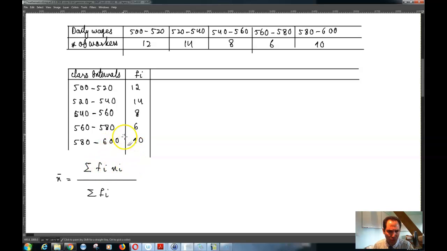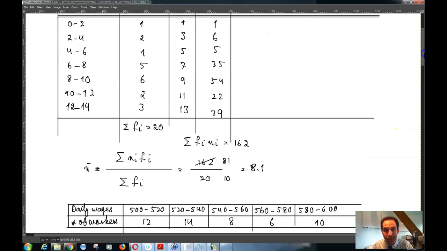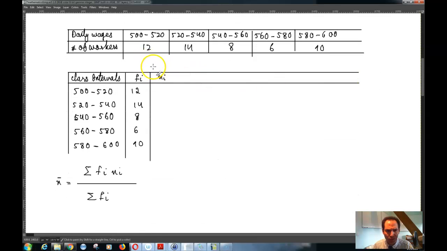So I need my sigma f of i x of i. Now my x of i is my class mark, and my class mark is basically the average of the upper limit and the lower limit of each class interval. So for example, 1020, the average of that would be 510.